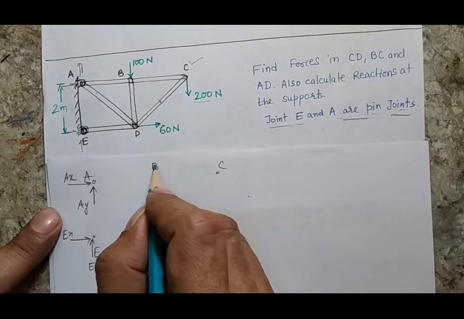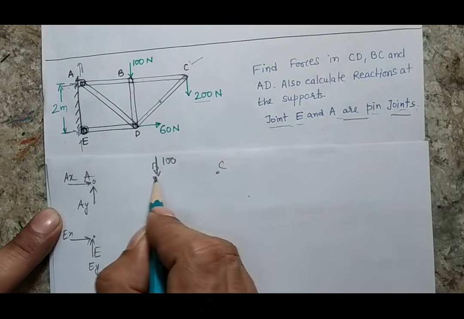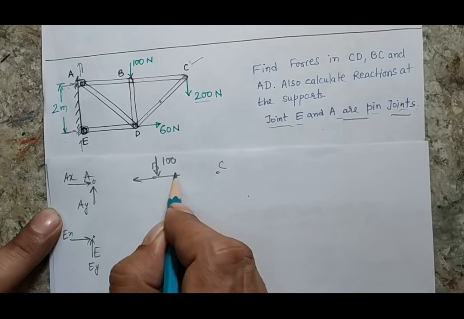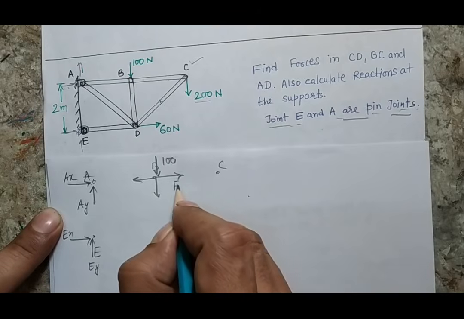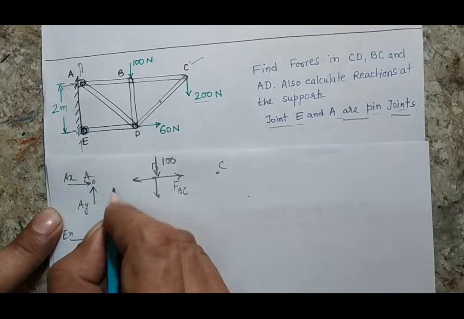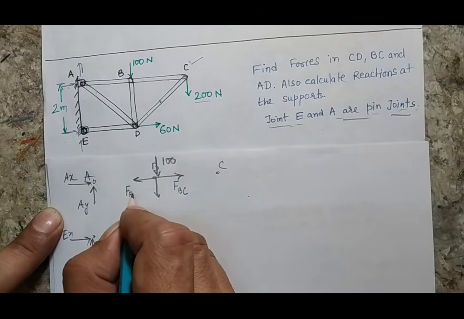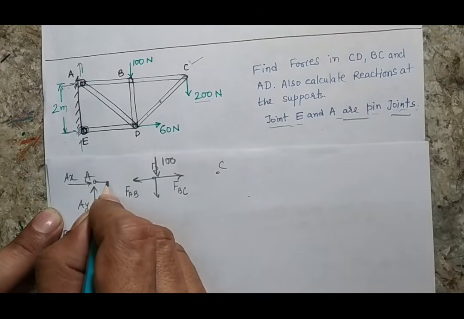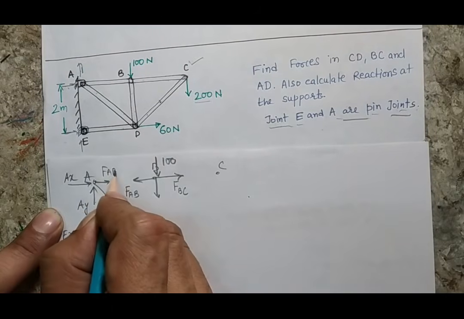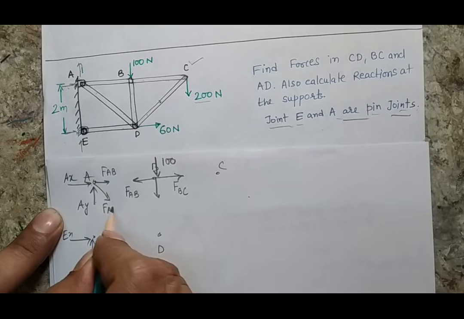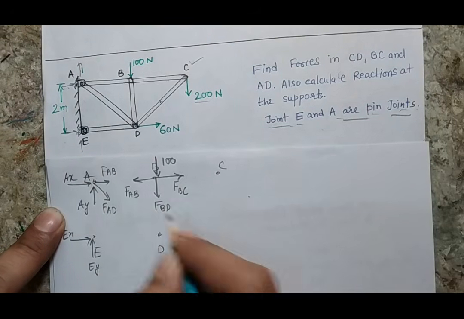The joint B has 1 force coming out in the downward direction, which is 100, and there are 3 members. I consider the forces to be of tensile nature, and when I solve the problem, if my answer is positive, that means the direction considered is correct, otherwise I have to change the direction. Here there are 2 forces, FAB and FAD. Here also there will be 4 forces, one being FBD.